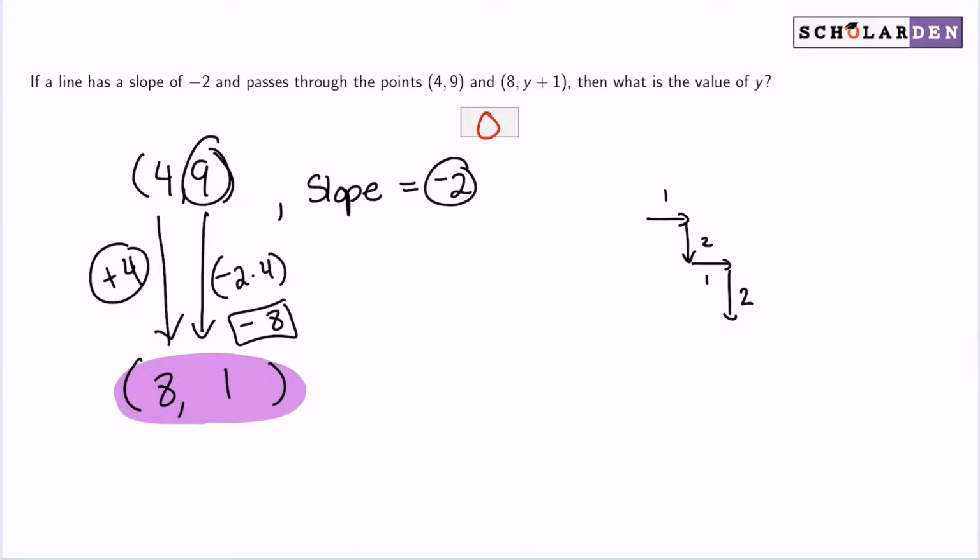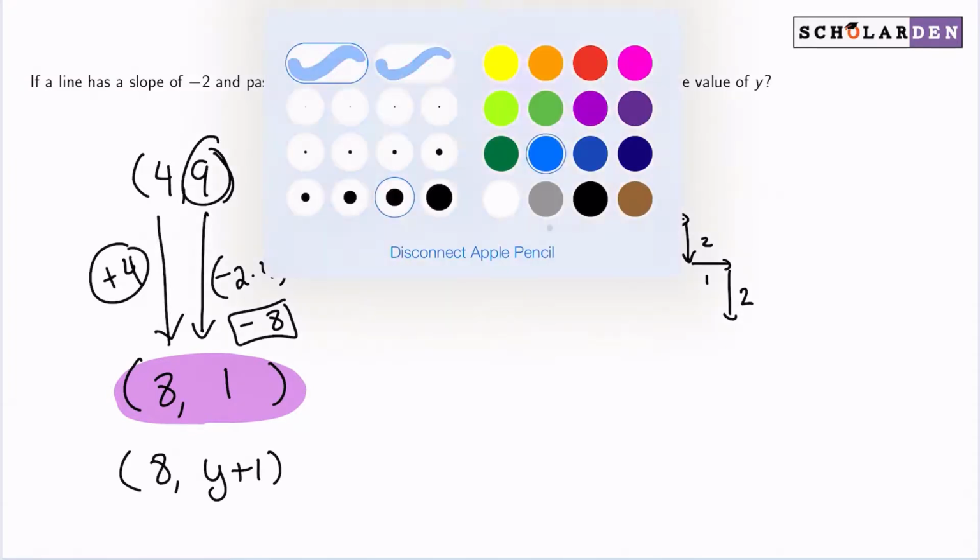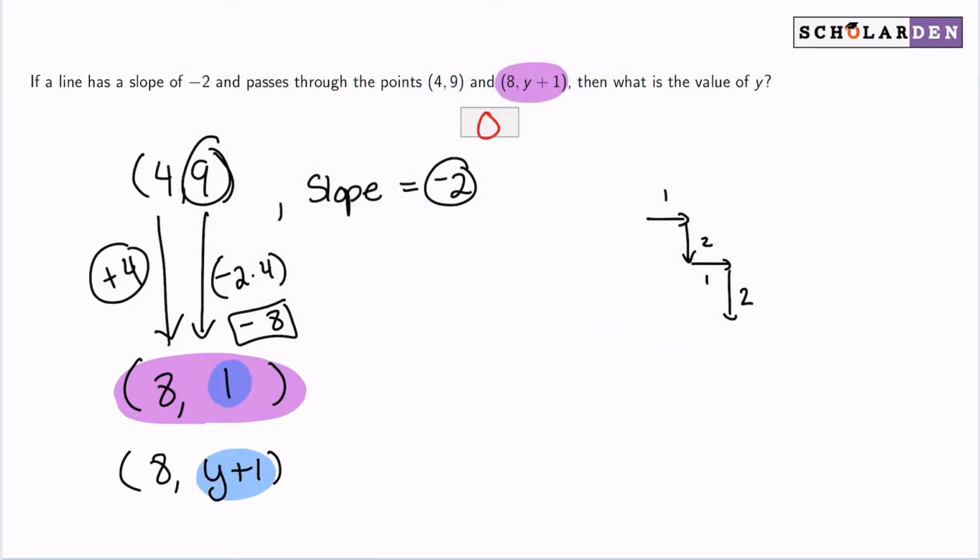But they're telling us that this is actually the coordinate. So when you think about it, what does y have to be? So what does y have to be to make this true? Because again, these are supposed to be the same.